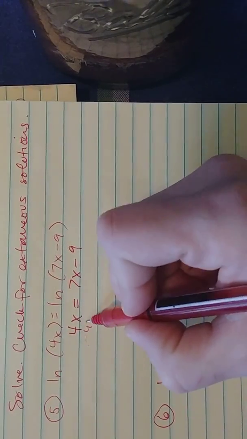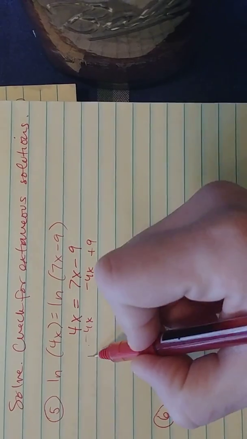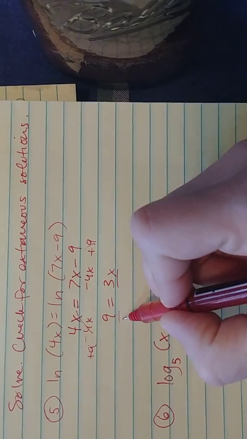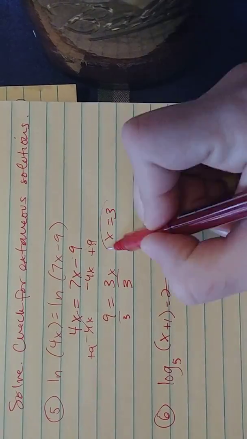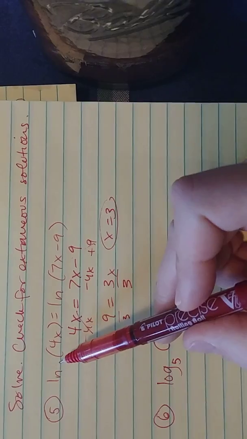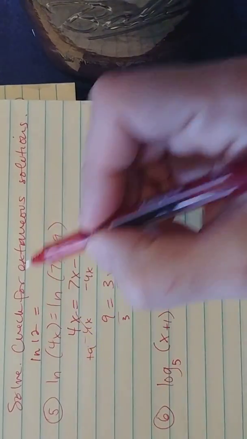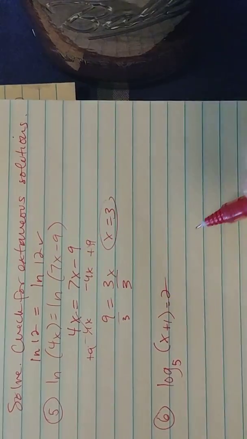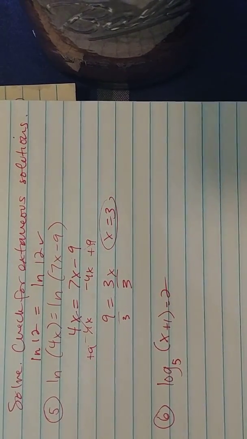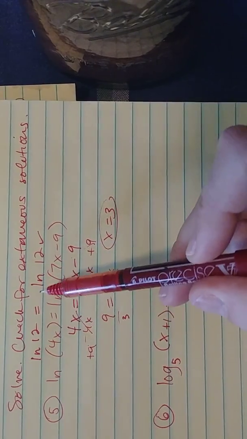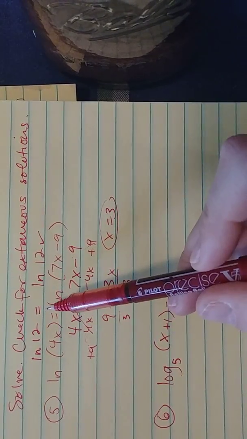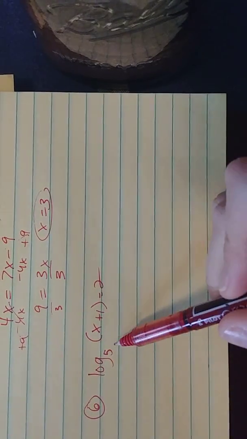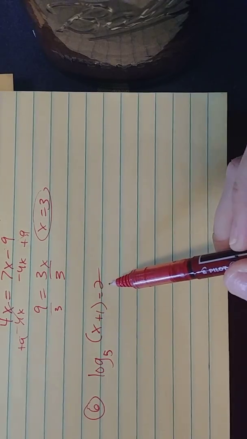So I'm going to subtract 4x and add 9 to both sides. So I get 9 equals 3x. Divide by 3, x equals 3. If I plug that in, I get log natural of 12 equals log natural of 21 minus 9 is 12. And that's a good check because we can take the log natural of a number like 12. This number is not particularly nice, but it's a real number and that's all that matters, and that it equals itself.